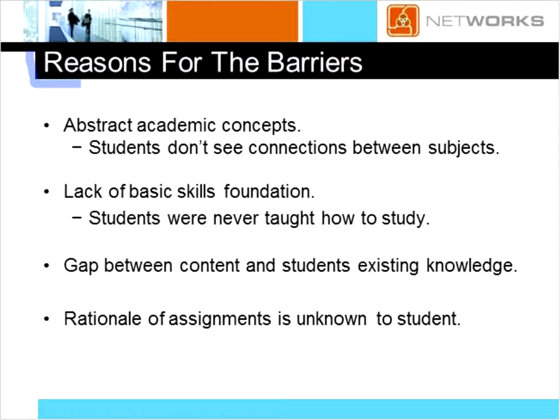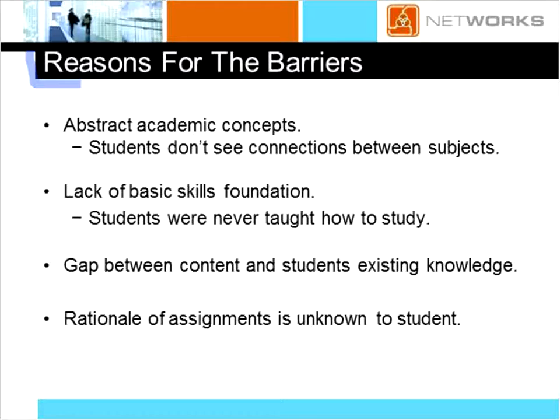Some of the main reasons for these barriers, these should look familiar to you guys. Sometimes students report to me that the concepts are abstract and academic, and they don't see connections between subjects. Someone else wrote in the chat box earlier that they don't understand why they have to take math if they want to be a chemistry major, and they don't see the connections between them.